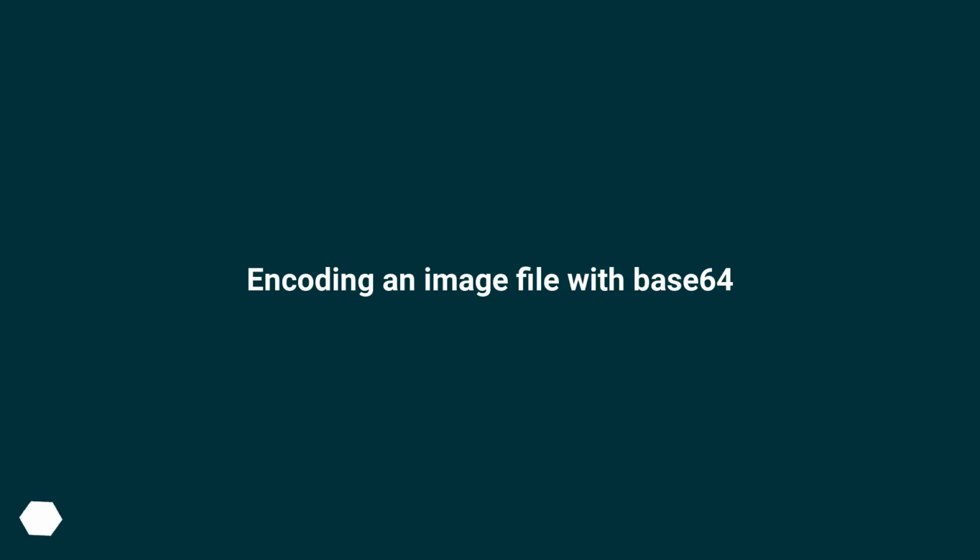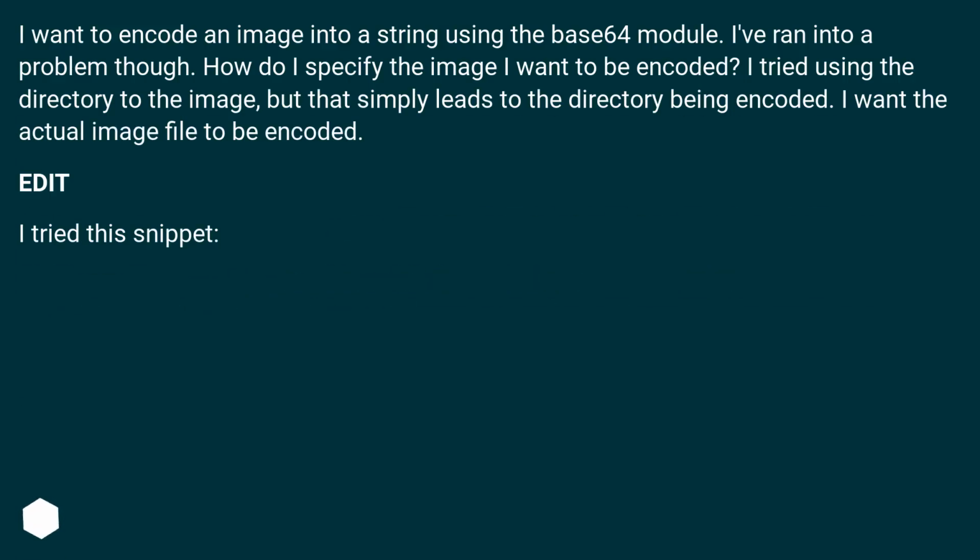Encoding an image file with base64. I want to encode an image into a string using the base64 module. I've run into a problem though. How do I specify the image I want to be encoded? I tried using the directory to the image, but that simply leads to the directory being encoded. I want the actual image file to be encoded.